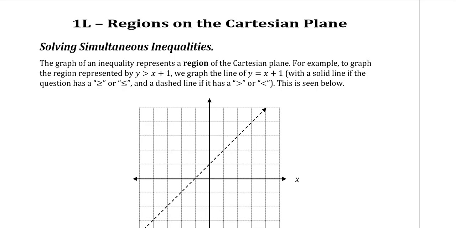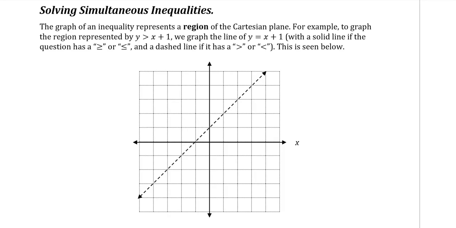So we know how to sketch straight lines, but sketching regions are actually sketching the inequalities. So to get us started, it says here, the graph of an inequality represents a region of the Cartesian plane. For example, to graph the region represented by y is greater than x plus 1, first of all, we just need to be able to sketch the line y equals x plus 1. There will be two different types of lines that we use. Sometimes you can see here we have a dotted line, and sometimes we will use a normal solid line.